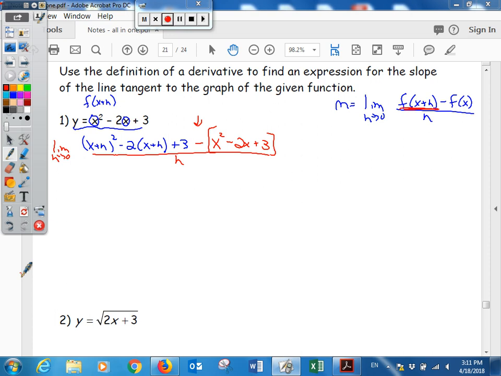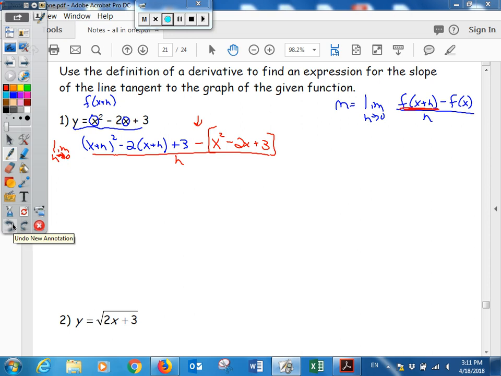Okay, so if you remember when we're evaluating limits, the first thing we always try to do is to plug in the value that your variable is approaching. So h is approaching 0. If I were to plug in a 0 for all the h's, notice in the denominator what would happen. I would end up with a 0 in the denominator, which I can't have.